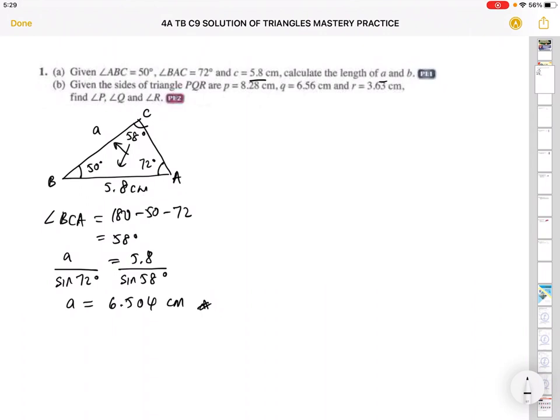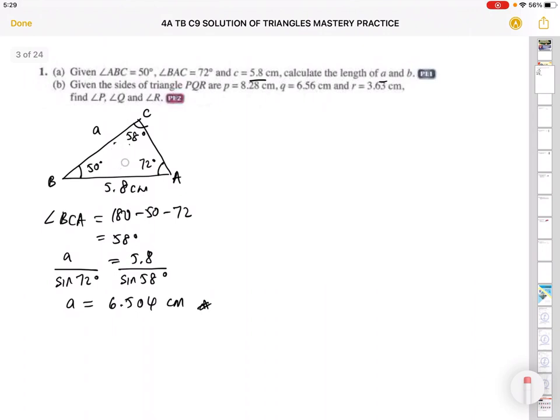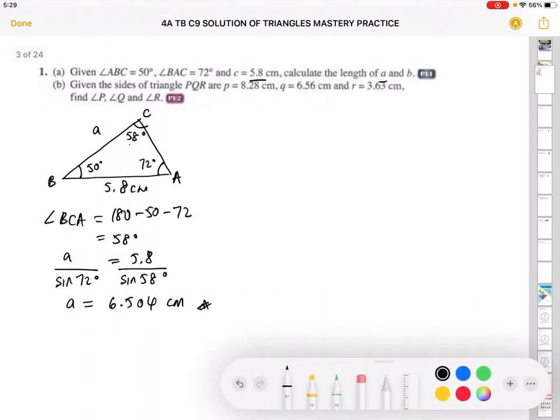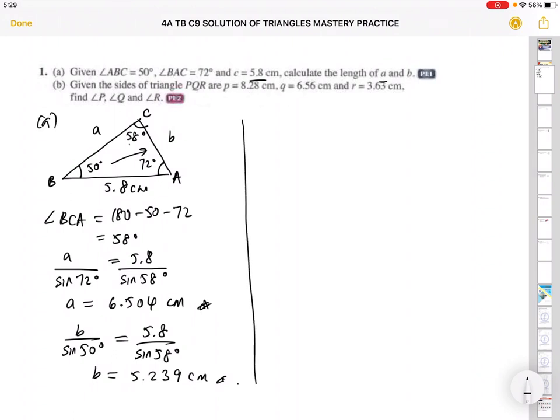Okay, for the length of side B, I think it's better to rub this off. Too many lines, a bit confusing. So I'm finding the opposite length here. B will be basically the length of AC. So B over sine 50 must be the same as 5.8 divided by sine 58. Again, use your calculator: 5.8 divided by sine 58 times sine 50. I've got 5.239 cm. Alright, this is part A.